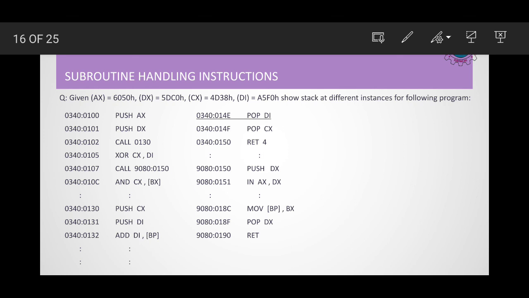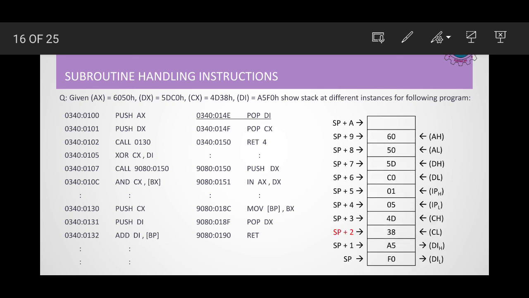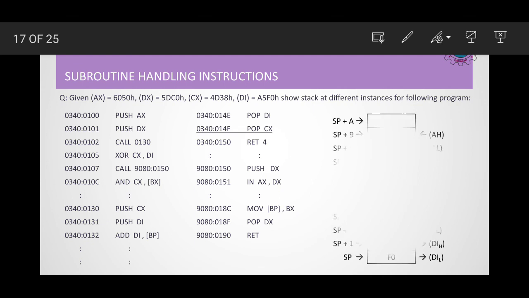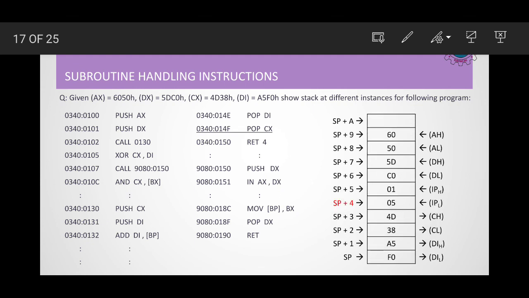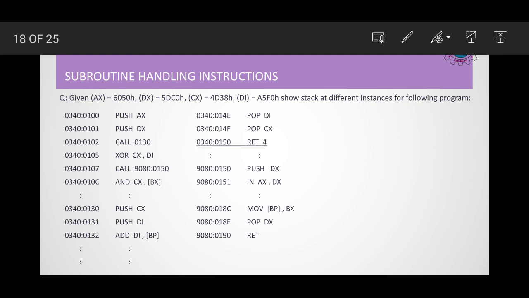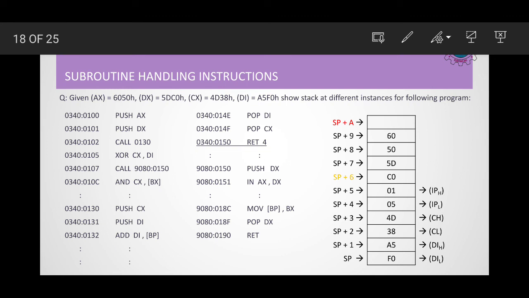Now some program is executed. After that, pop DI is executed. So from the SP location, the lower byte of DI is popped. From SP plus 1, the higher byte of DI is popped. After execution of pop CX, the lower byte, CL, is popped from SP plus 2, and the higher byte of CX, that is CH, will be retrieved from SP plus 3 location. Then the return instruction is present, return 4.